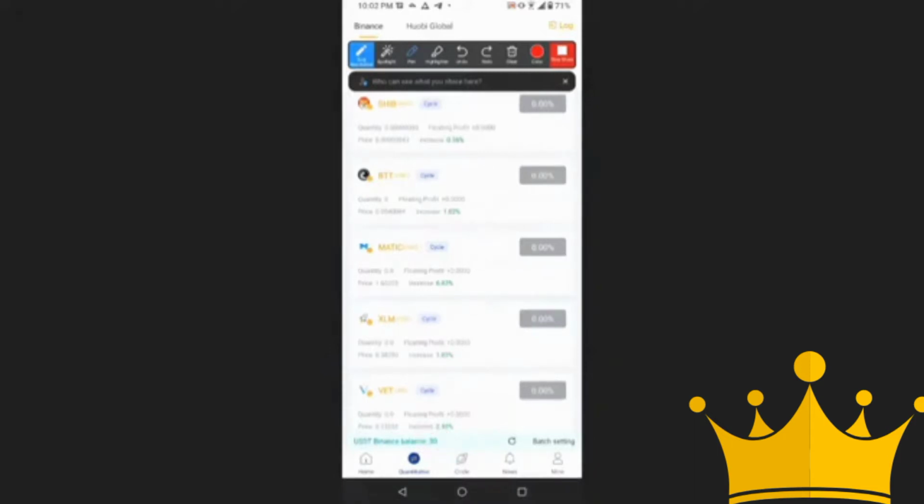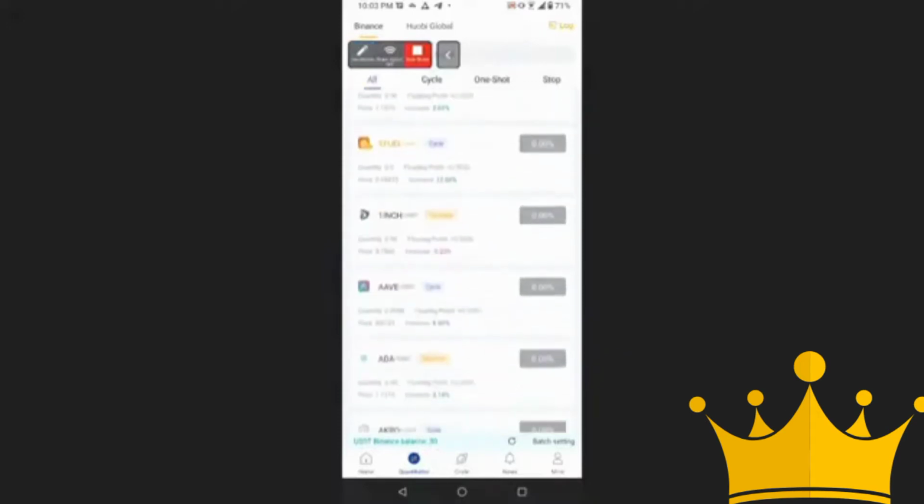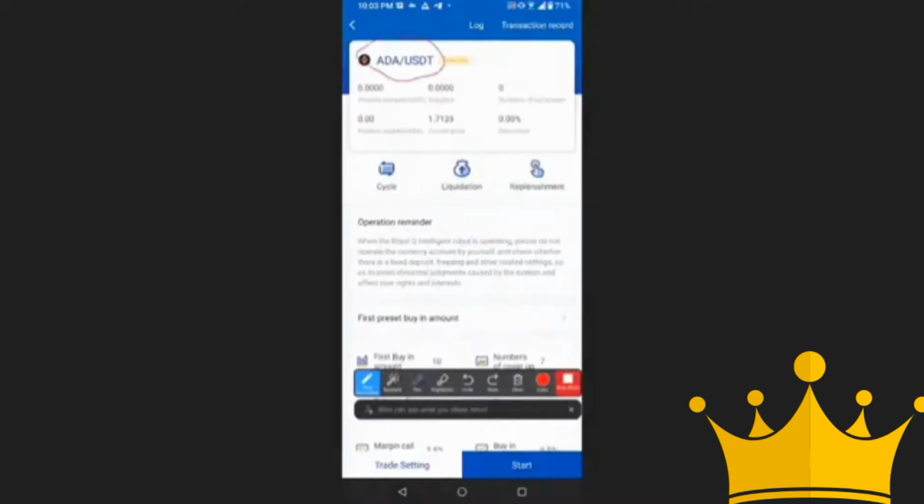Now the first step, guys, is to select a coin. I want to select ADA. This ADA is also known as Cardano, one of a very good coin. If you look at this coin 4 months ago, it was only 30 cents. Today, the price is 170, guys. So it's a very good coin to trade.